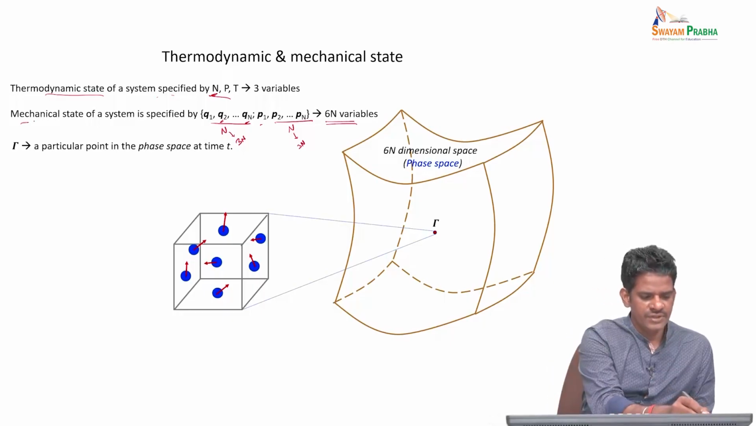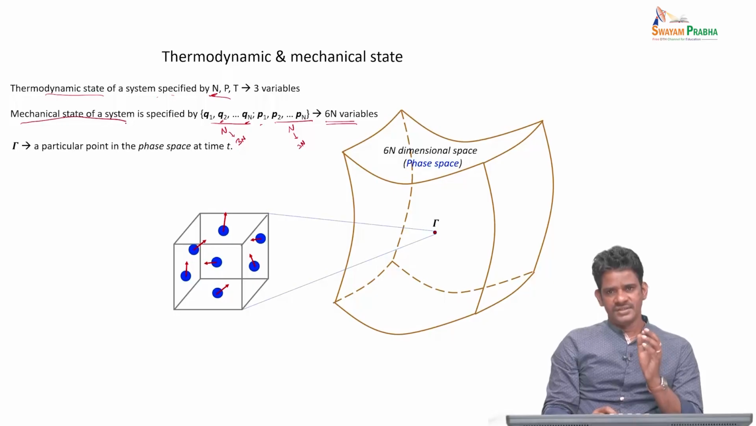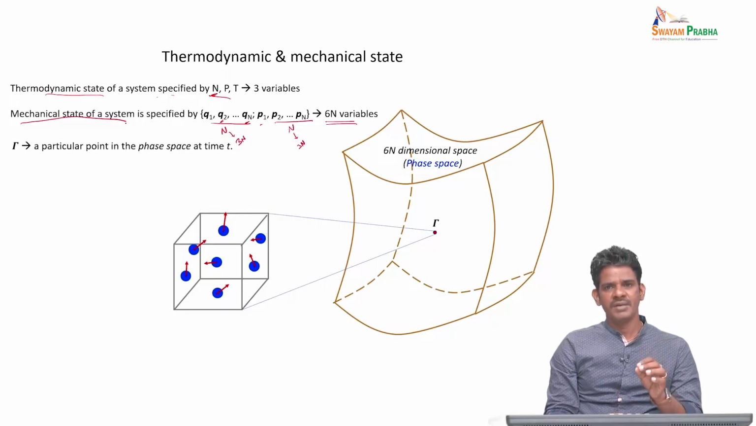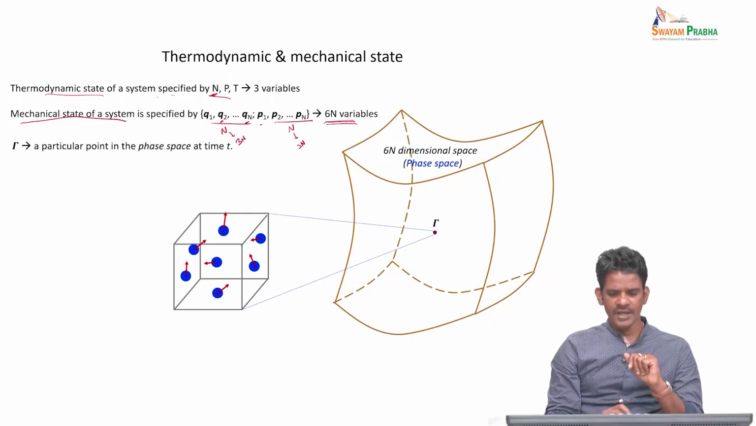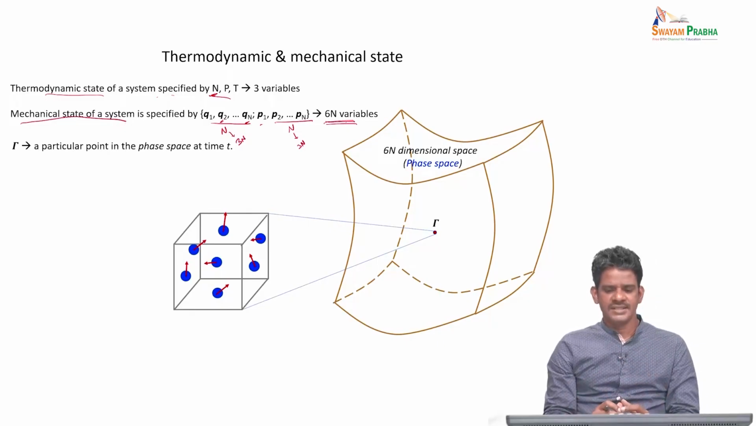Okay, so we want to distinguish between the same system represented in a thermodynamic state and represented in a mechanical state. In thermodynamic state, we look at only a very handful of variables such as N, P, T, whereas in mechanical state, we provide microscopic information of the entire system's positions as well as the momenta. Thereby, you have 6N variables. Now, how do we think about this 6N dimensional space?